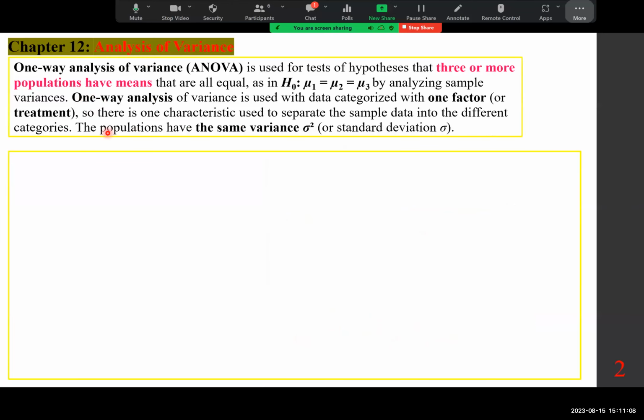I'm going to ask you to help me with reading, please. Here's chapter 12, Analysis of Variance. Could somebody read this, please?